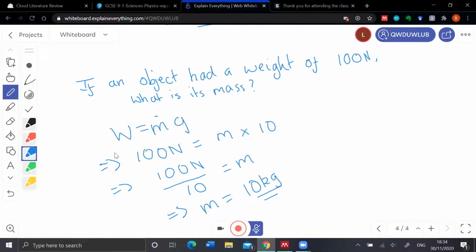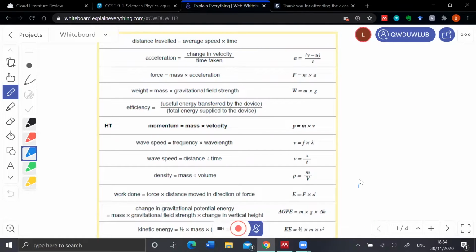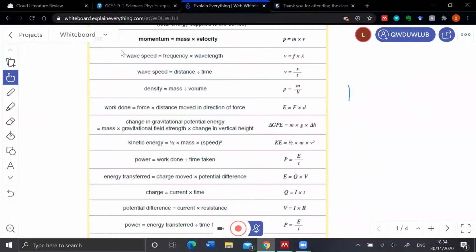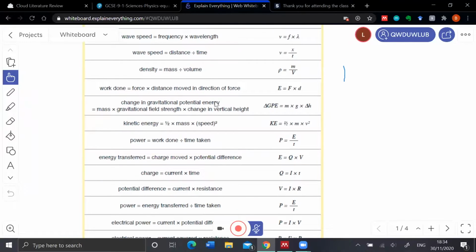That's very straightforward, isn't it? Weight and mass, things like that, they're quite straightforward. You won't really come across that many things that are that difficult associated with it. Let's look at more challenging equations, shall we? Let's look at the energy ones. These come up a lot. So we've got GPE and kinetic energy. So we'll look at these two.